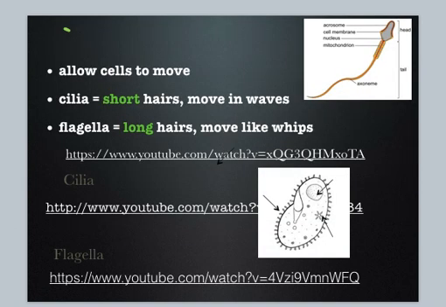Okay. Now, there's 2 organelles that are used for movement. So these allow cells to move. Cilia, you're coloring the green, you're writing in the green, they're short hairs, and they move in waves. So you ever been at a ball game before, and everybody does the wave? That's literally how they move, and I got a video for that.